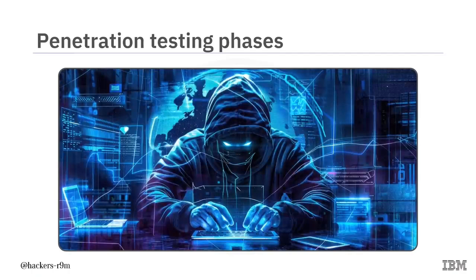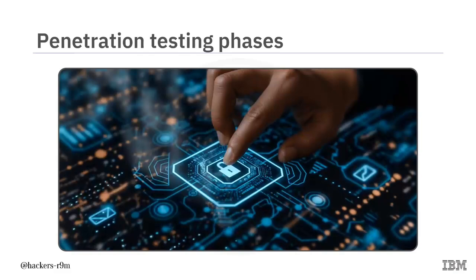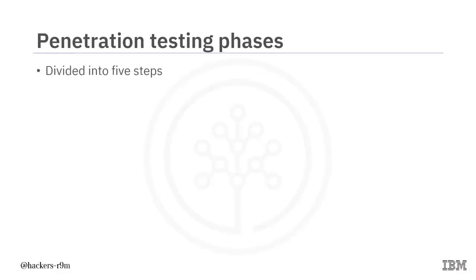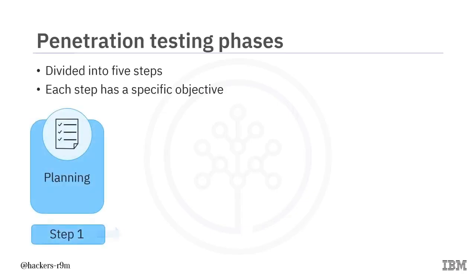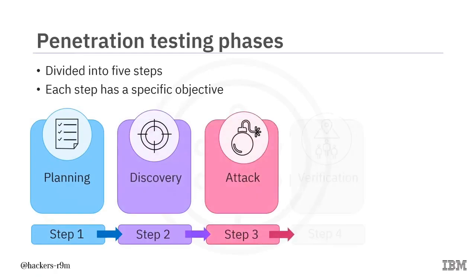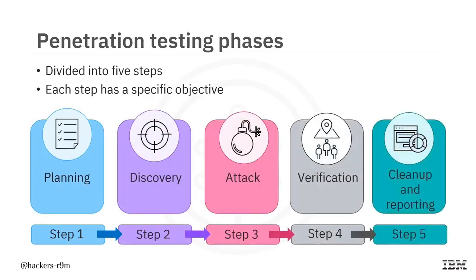Computer systems can be compromised in unlimited ways because hacking techniques are constantly evolving. In the previous video, we learned that businesses and organizations periodically run penetration tests to uncover vulnerabilities in their computer systems and prevent data theft. The penetration testing process is divided into 5 phases with specific objectives for each phase. The 5 phases are planning, discovery, attack, verification, cleanup, and reporting.